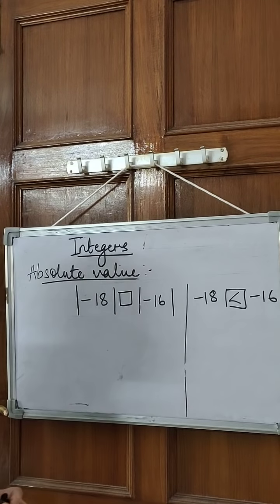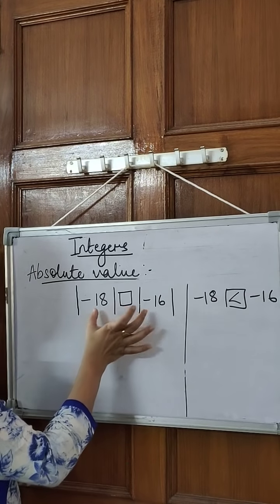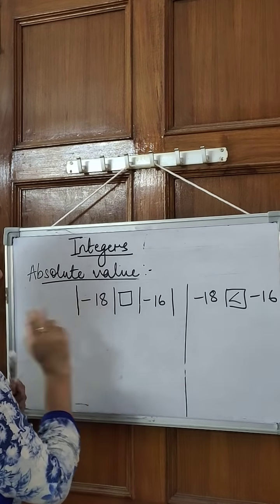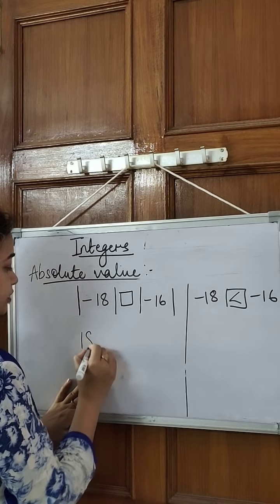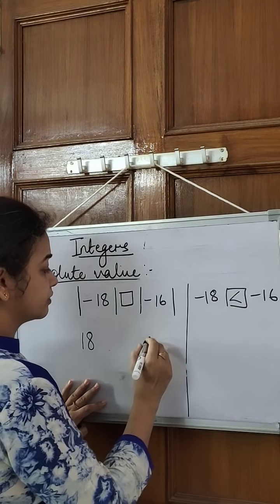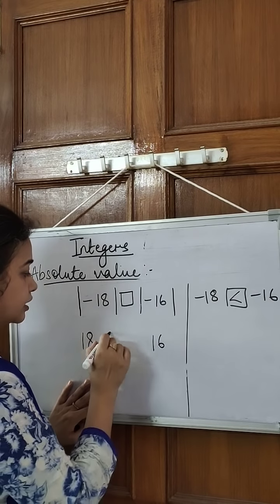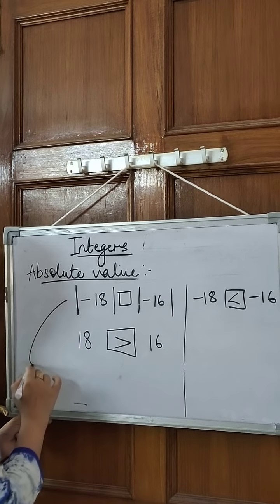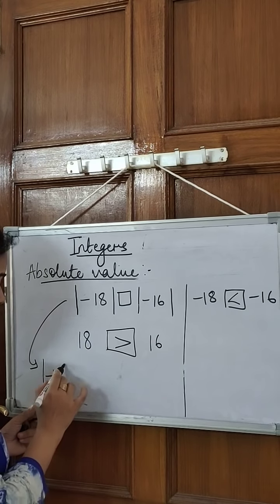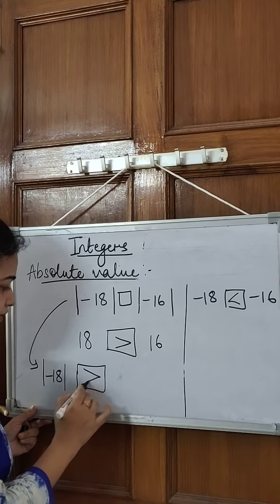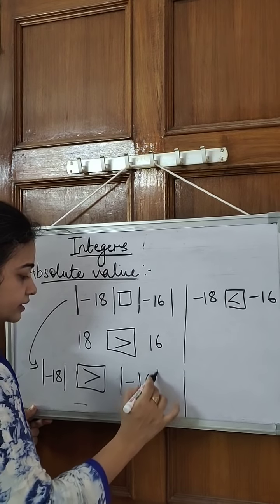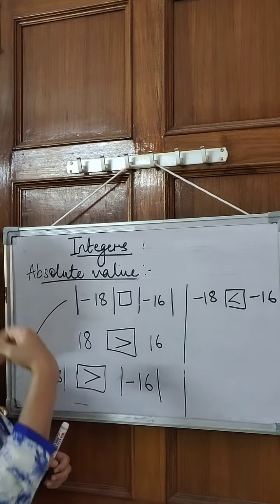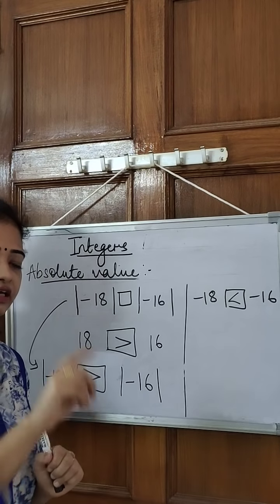But when they ask for the absolute value, then they want you to write the absolute value first and then compare the numbers. So the absolute value of minus 18 is 18, and the absolute value of minus 16 is 16. Now if I compare them, which is greater? This is greater. So we can say absolute value of minus 18 is greater than absolute value of minus 16. And I can bring a number out of the absolute value sign when I have only one number.